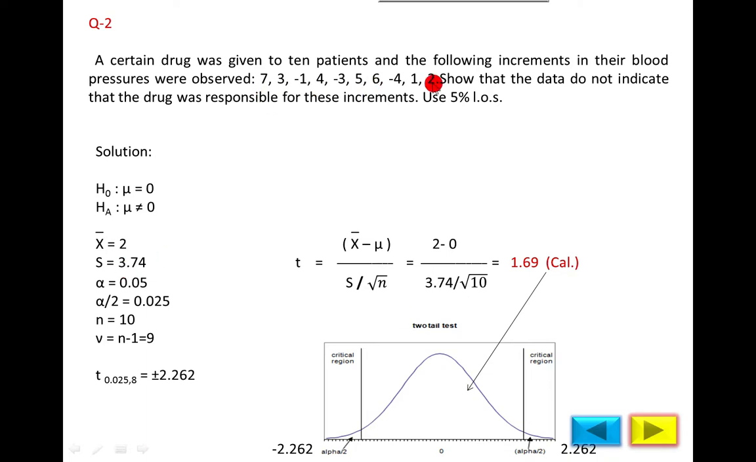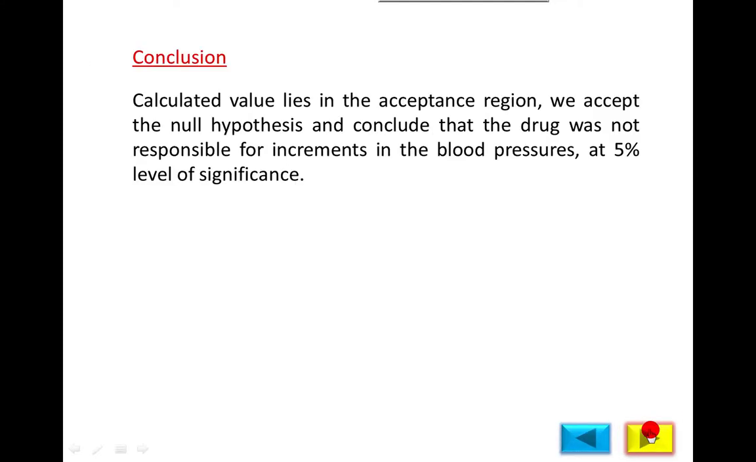This is the mean of the data. You can calculate it directly from a calculator or formula. Alpha 0.05 will be 0.025 if you divide by 2, and with 10 samples, degree of freedom 9, the table value will be plus minus 2.262. Apply the formula and you will obtain 1.69. This is the calculated value, and this value also lies between the lower and upper values of the critical region. We accept the null hypothesis. So the calculated value lies in the acceptance region.